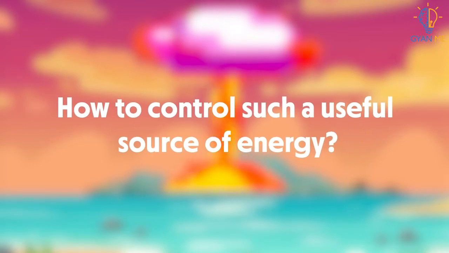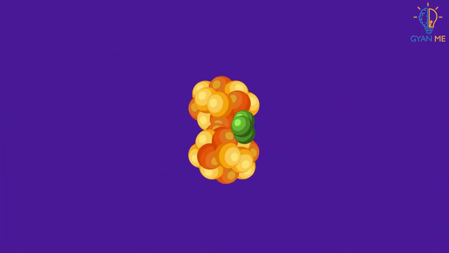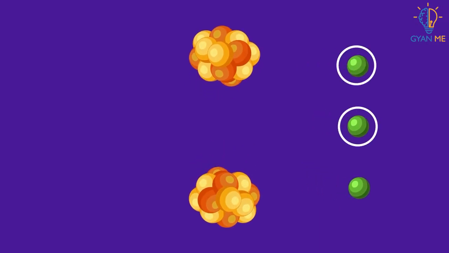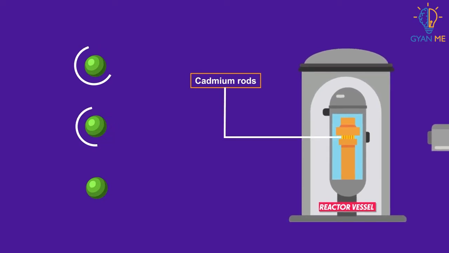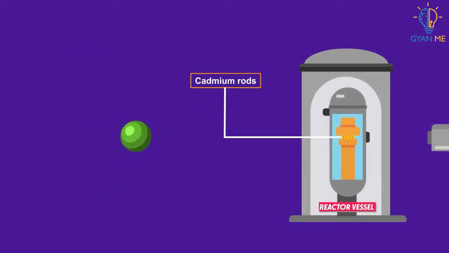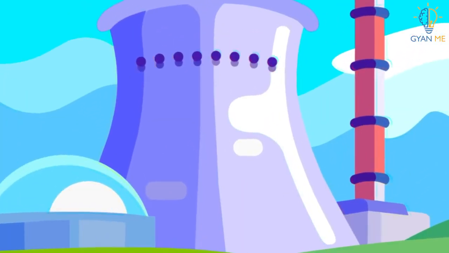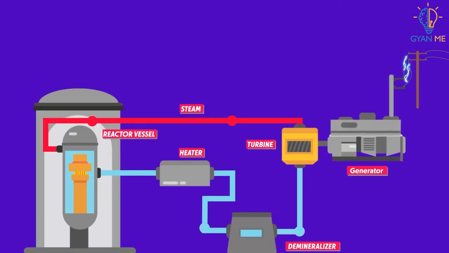Now, the question arises, how to control such a useful source of energy? Here is the answer. If we conserve 2 of these 3 neutrons, we can control the fission chain reaction. Cadmium rods are used to conserve the excess neutrons. In this way, the reaction continues in a controlled and more fruitful manner. This controlled fission reaction can be used in nuclear reactors, where the heat produced during this reaction is used for boiling the water to produce steam. Steam so generated is used to drive a turbine for generating electricity.